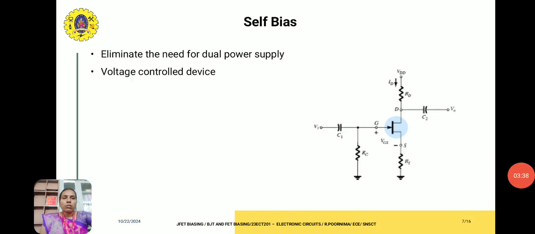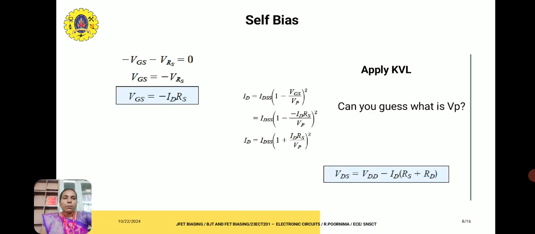Next is the self bias, where we eliminate the need for a dual power supply and use only one power supply VDD. Since it is a voltage control device, we need to bias the gate in the reverse bias condition, and we apply KVL to the gate source circuit. We get VGS minus VRS equal to 0. So VGS equal to minus ID into RS.